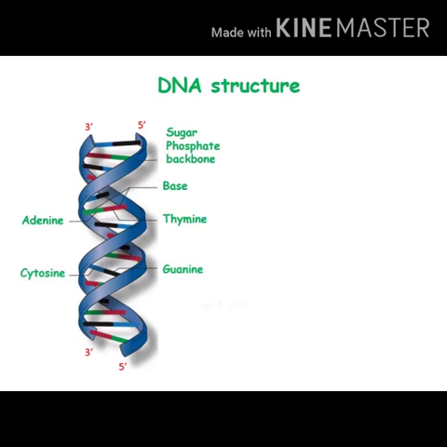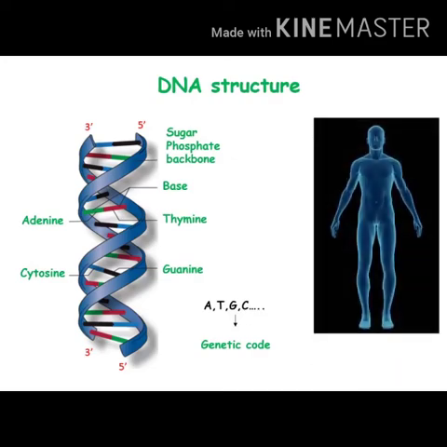The sequence of four bases, that is A, T, G and C, codes for the genetic information of an organism. In an organism, each cell has the same genetic information, that is, they have the same DNA. Each human cell has 46 DNA molecules, 23 from each parent. The human genome comprises 3.2 billion bases.